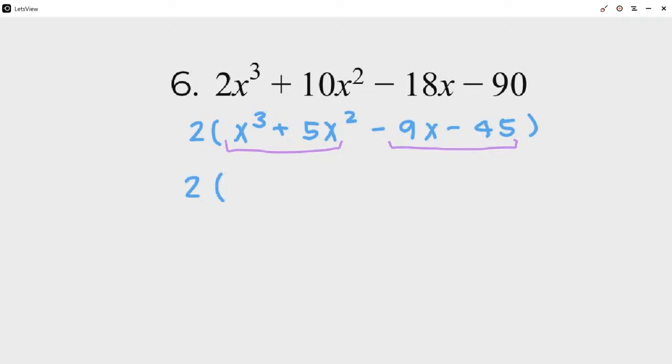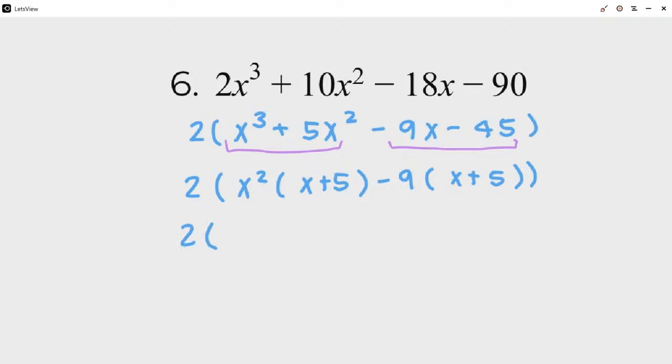So in the first part I can take out an x squared and I'll be left with x plus 5. And in the second part, whatever I factor out, I want to be left with x plus 5. So since I want it to both be positive, I'm going to factor out a negative 9. So that this would be x plus 5. Because if it's not the same, then we can't factor out the x plus 5.